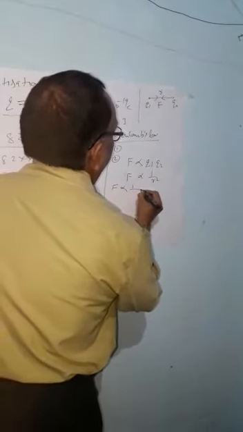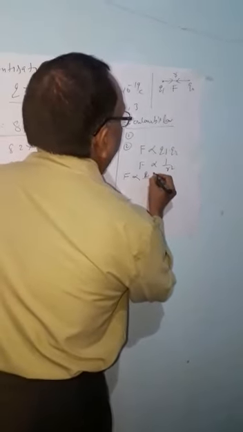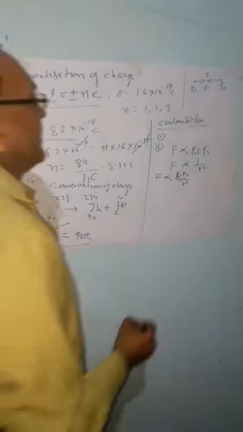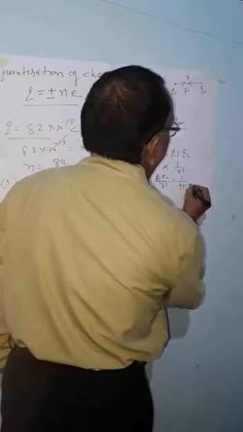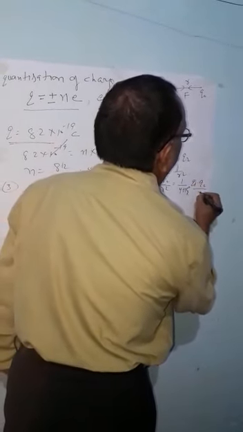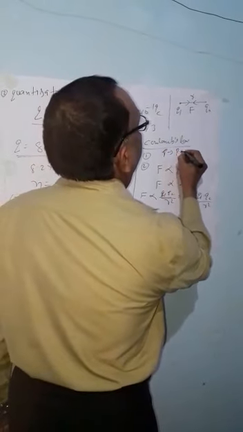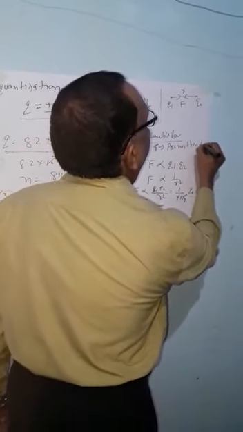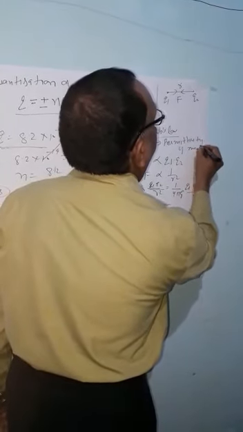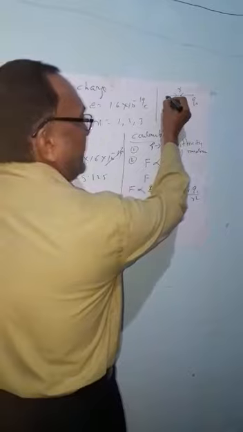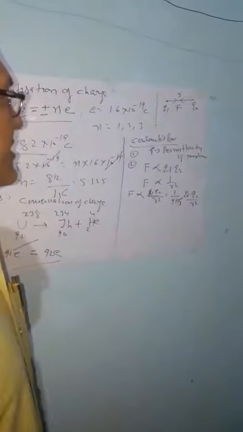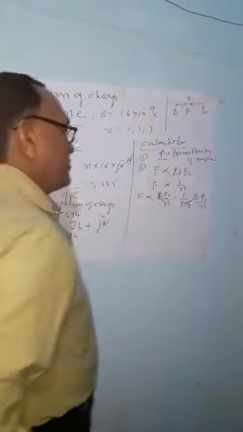Combine these two, you will get F proportional to Q1 into Q2 divided by R square. When you replace this proportionality, you will get 1 by 4 pi epsilon. This is read as epsilon, and epsilon is the permittivity of the medium between the two charges. This charge is Q1, this charge is Q2. Any medium is between these two. Epsilon is the permittivity of the medium between these two charges.